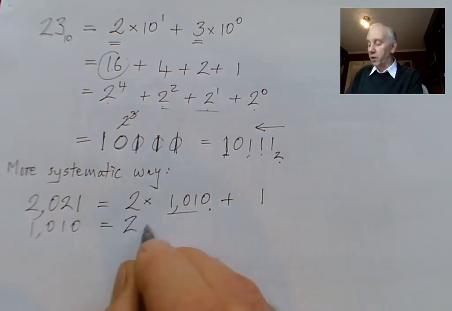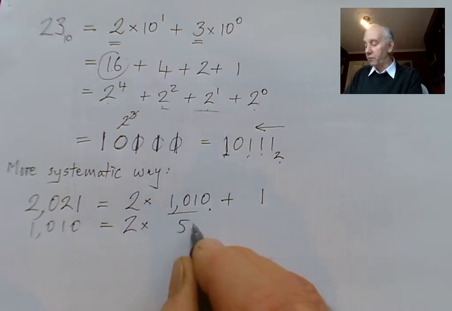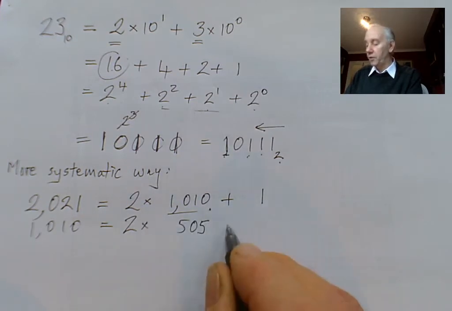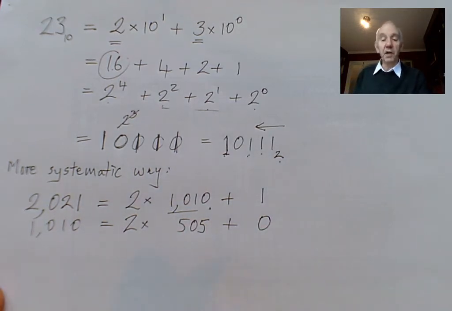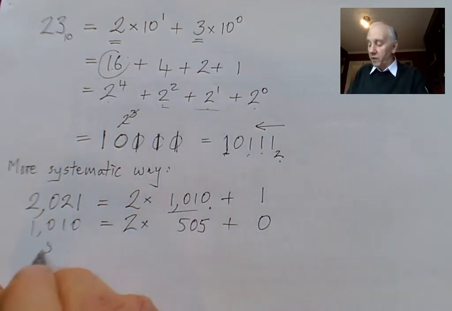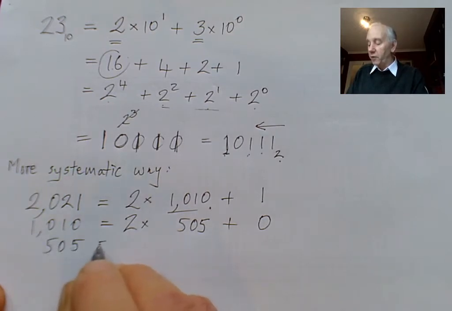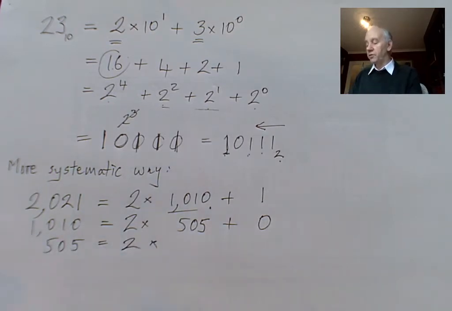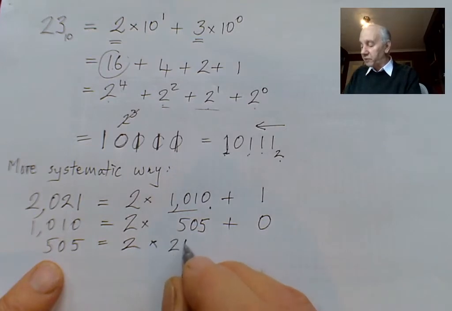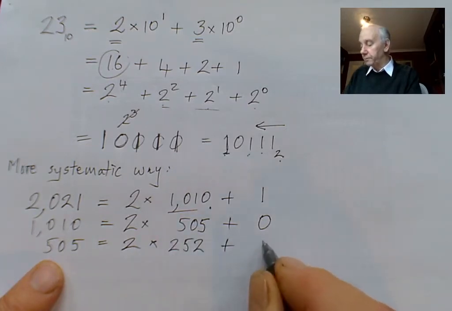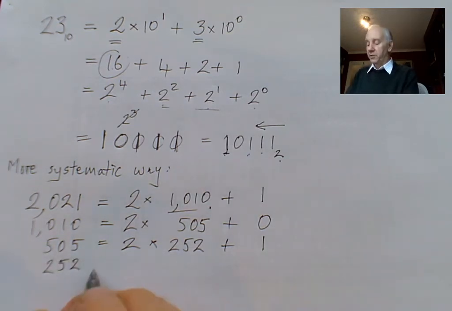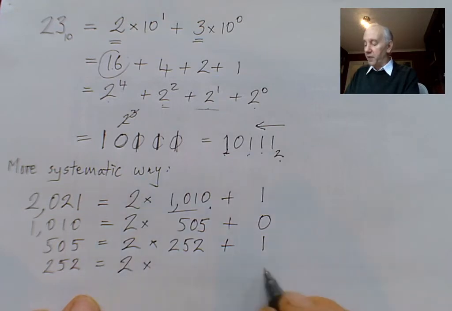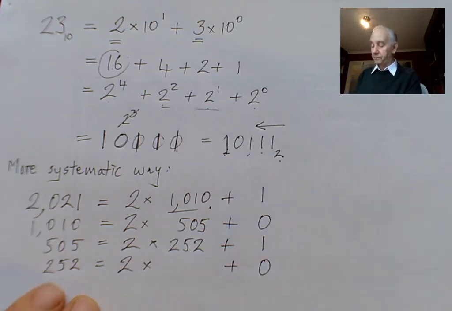1010, of course, that's twice 505. And there's no remainder here because this is an even number, so it's divisible exactly by 2. And then we just keep going. 505 is equal to twice times, well, it's 252, but there's a remainder of 1. And then 252, you bring the 252 to the left, and this is again an even number, so the remainder is going to be 0.